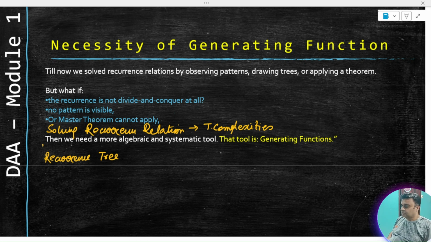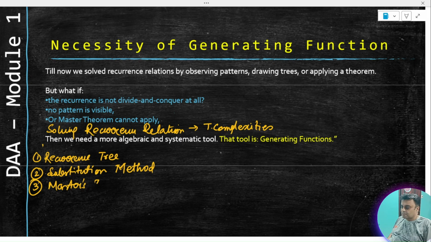So if we have to solve recurrence relations, then the first method was recurrence tree. The second method was the substitution method. And if you don't know these, please visit my previous lectures. I've covered this in detail. The third method, which was the easiest of them all, was Master's Theorem. Right, so these are the things we have already covered, and this is what we actually use to solve recurrence relations in terms of finding out the time complexities.